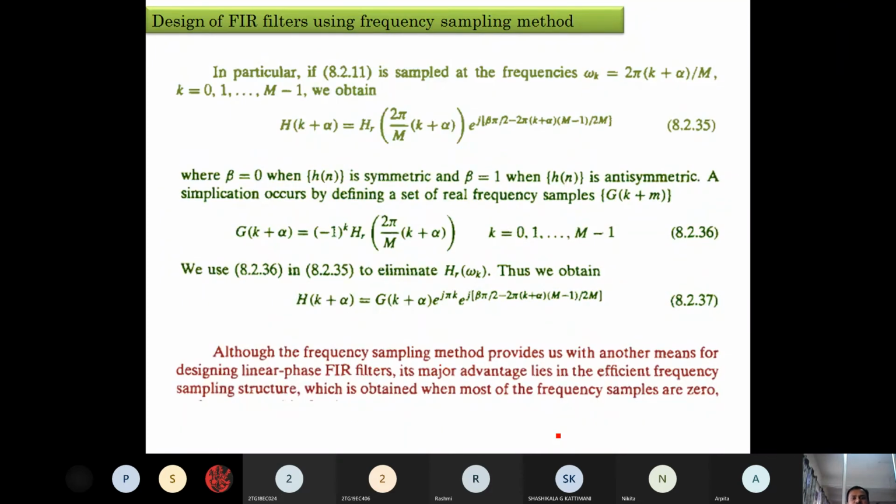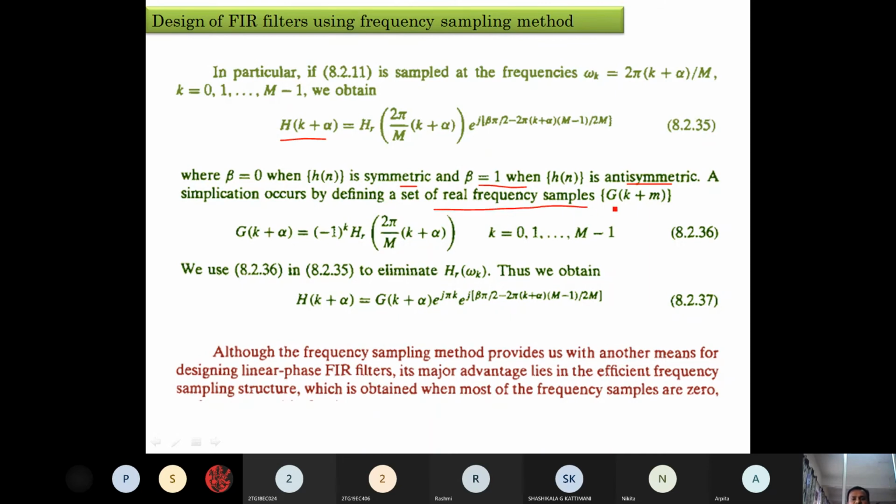In particular, if it is sampled at a frequency omega k equals 2 pi (k plus alpha) by M, we may obtain for the real terms H of k plus alpha equals the real values Hr of 2 pi by M (k plus alpha) times e to the power j (beta pi by 2 minus 2 pi (k plus alpha)(M minus 1) divided by 2M), where beta is 0 when the sample response is symmetric, and beta is 1 when it is anti-symmetric.